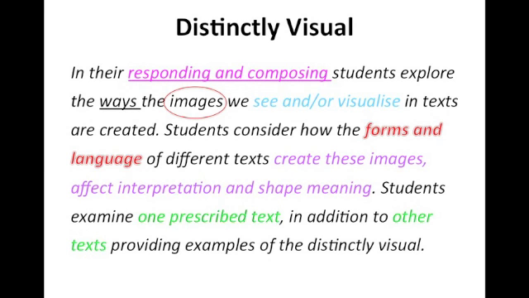Students are also going to consider how the forms and language of different texts create those images and affect interpretation and shape meaning. So when we're looking at forms and language, we know we're looking at language techniques, is what we mean by language, and our forms is the kind of text we're looking at, anything structural, anything that's not a language technique, basically, of different texts create these images.